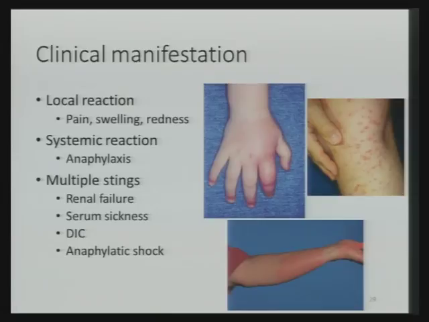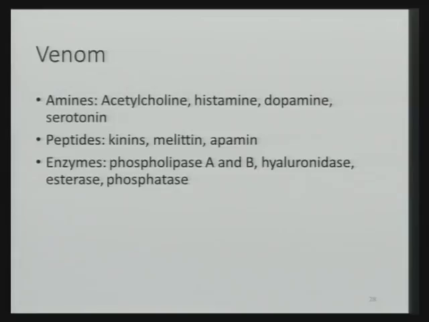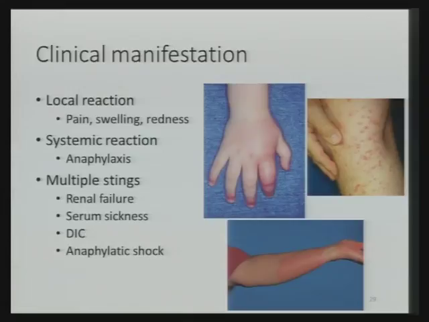From this slide, you see? Most venoms from Hymenoptera are some kind of protein, amine, or peptide-based venom. So this is a protein compound. When it is injected or transmitted in enough quantity into your body, it could subsequently cause serum sickness later. It happens 2 or 3 weeks later.